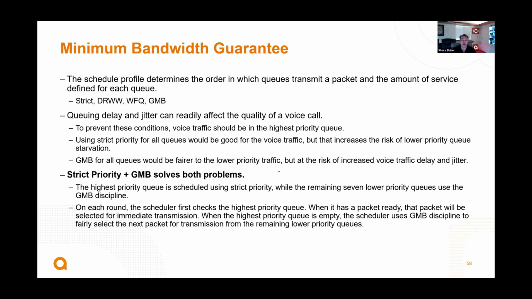Of course, on each round, the scheduler is going to check for that highest priority queue, and it's going to send packets to that highest priority queue. But when that highest priority queue is empty, the scheduler will then use guaranteed minimum bandwidth to fairly select the next packet that's going to be transmitted.